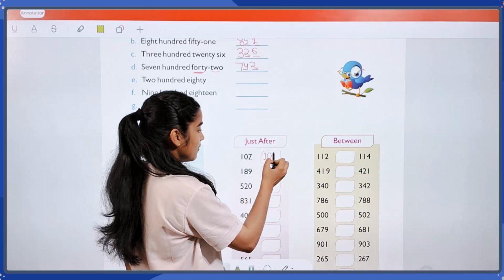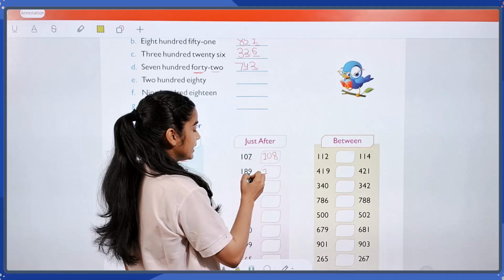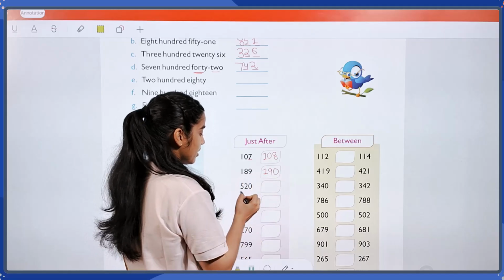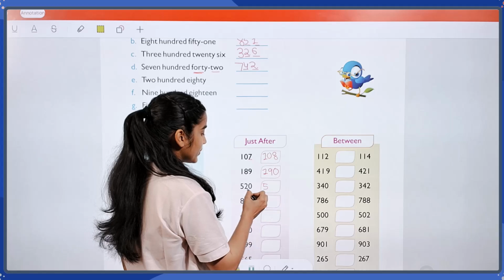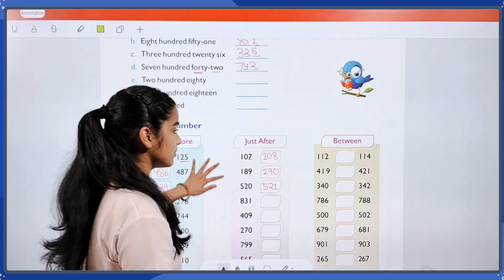After 7 we have 8. After 189 we have 190, 5 is the same, and after 20 we have 21. So we have to solve the rest of these similarly.